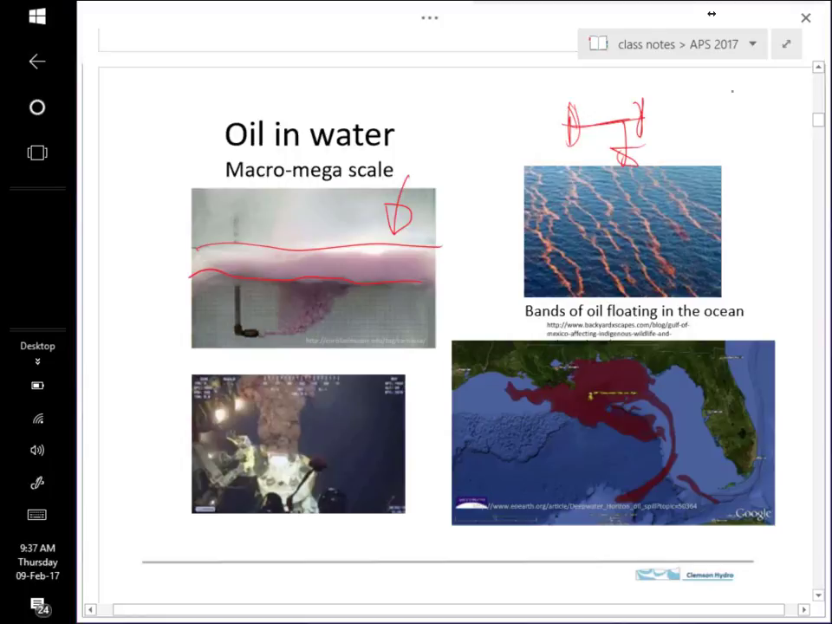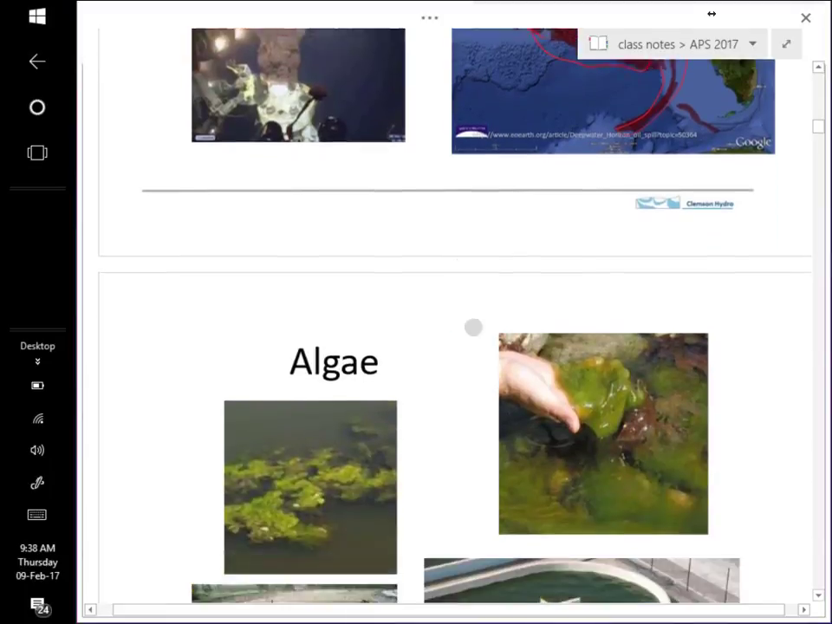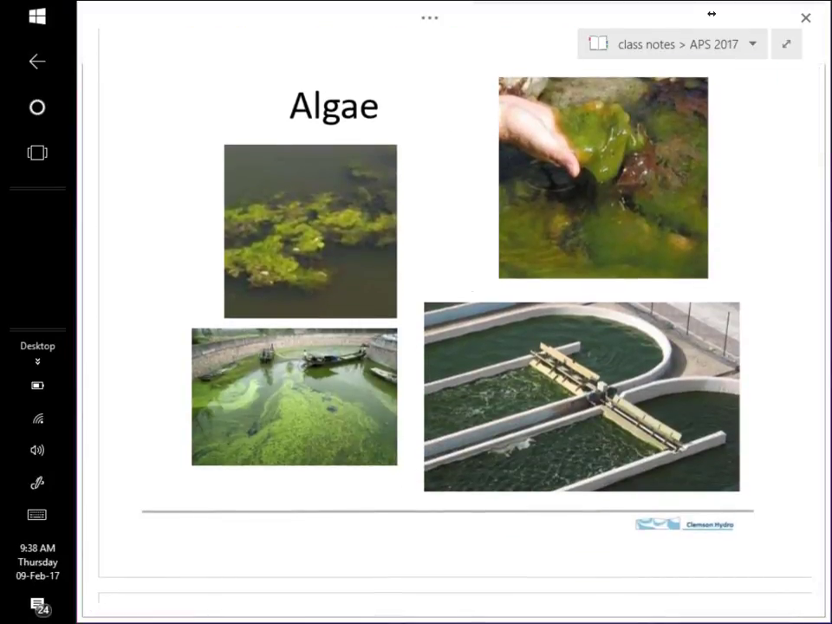And then at an even larger scale, we certainly could be interested in how this oil moves around floating on the water. And here's an example of, I think, a simulation of the distribution of the oil and how it moves around. So certainly a problem of two different immiscible fluids at a wide range of scales, from millimeter scales for the droplets up here to many hundreds of kilometers.